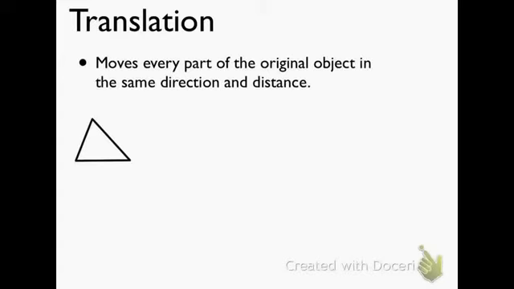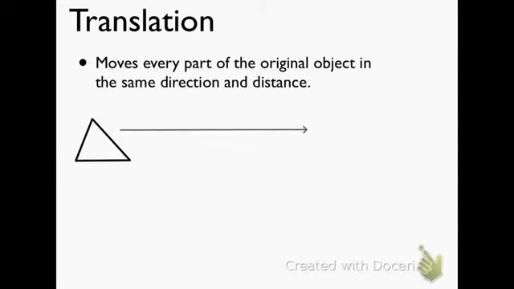When you're looking at transformations in geometry, specifically congruence transformations, a very popular one is a translation. This is when we move every part of an original object in the same direction and distance to create a new image. So let's say we have our triangle here, and our triangle is going to get moved to a new spot.